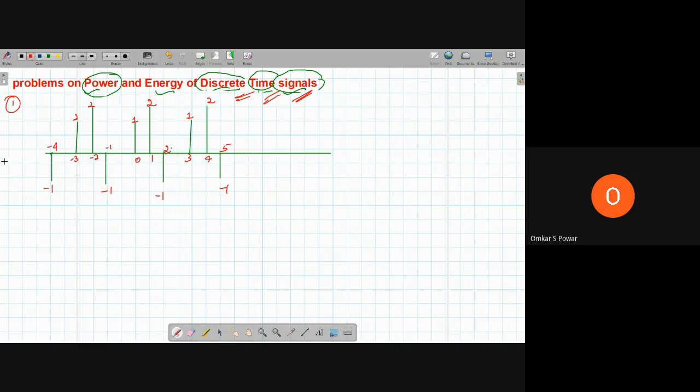So in the exam, they will give you the signal which is shown in the PPT here. They will tell you to calculate the power or energy for the signal shown in the figure. No need for them to say discrete time signal, it is understood from the figure. Okay. So how do we solve this problem? First, we have to identify whether it's a power or energy signal. The first step is to identify whether it's a power or energy signal.